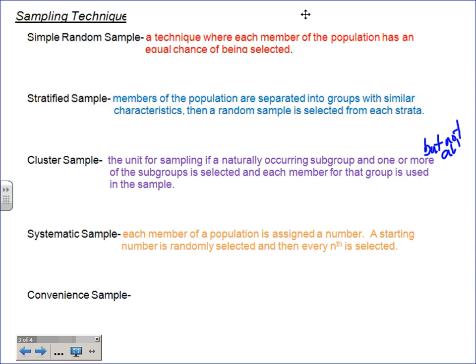For example, let's say we have 200 people in this school, in the high school. Each one of you would be given a number, maybe 1 starting with the first freshman and 200 the last senior. And then somebody just picks a number, 47. And then from there, every maybe third person gets picked.